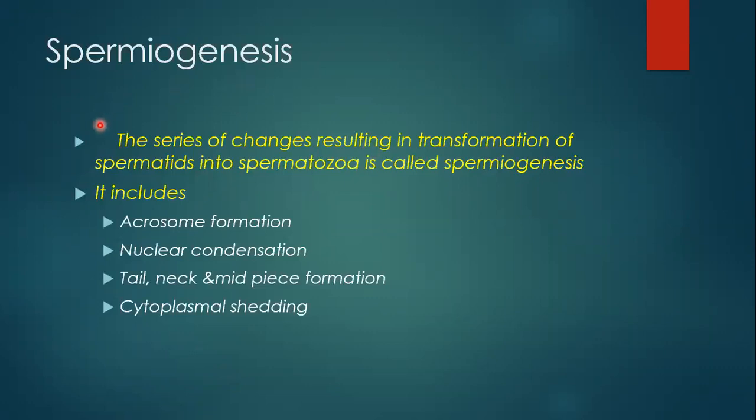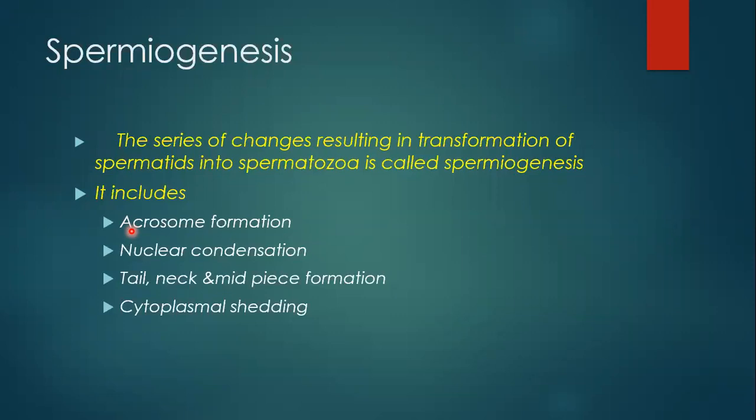Spermiogenesis, as already discussed, is the series of changes that results in the transformation of the spermatids into the spermatozoa. It includes acrosome formation, right? Acrosome is basically a lysosome-like structure present at the tip of the sperm, right? And we will discuss in the fertilization topic that it is needed for the acrosomal reaction, which is one of the important reactions for the fertilization.